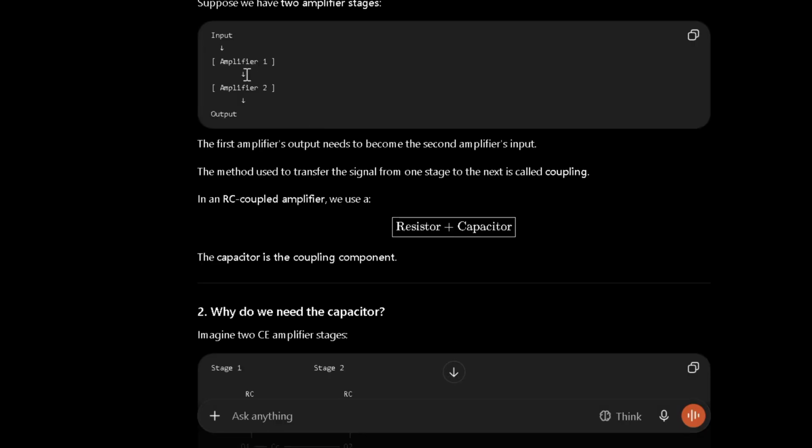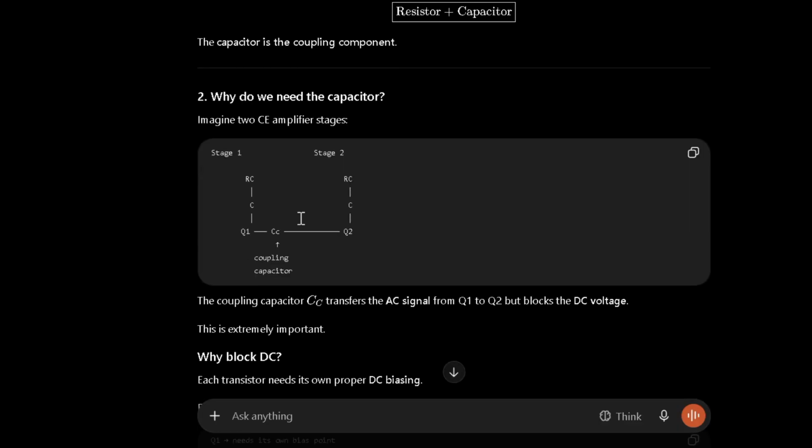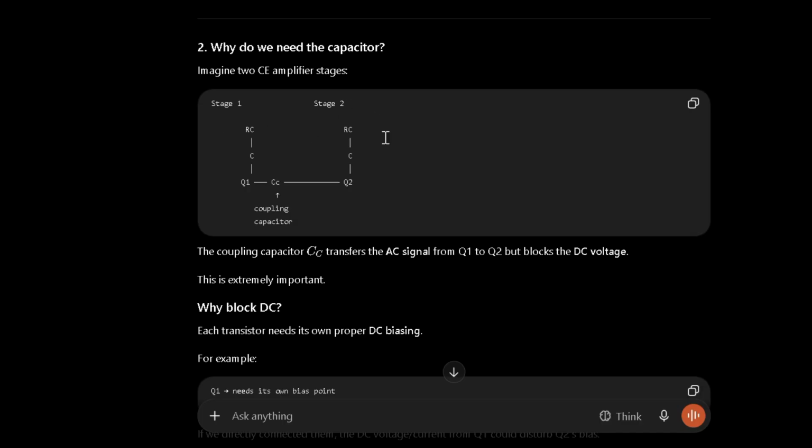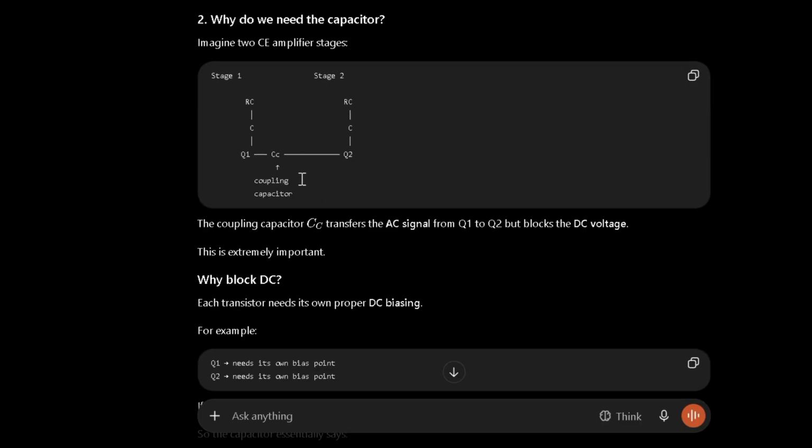Why do we need the capacitor? Imagine two common emitter amplifier stages, stage 1 and stage 2. We use the capacitor as coupling. The coupling capacitor transfers the AC signal from Q1 to Q2 but blocks the DC voltage.